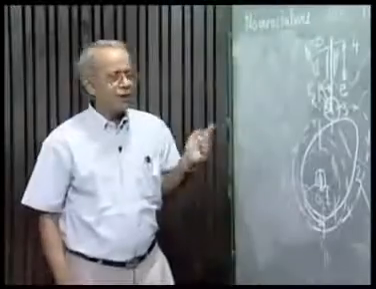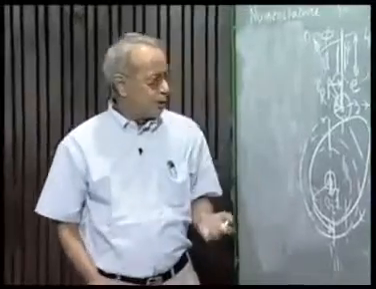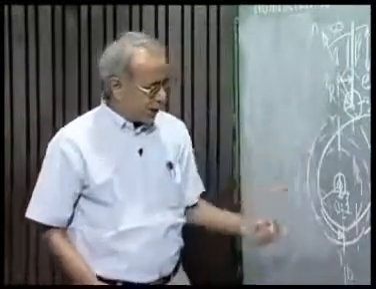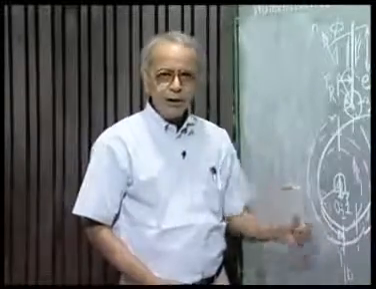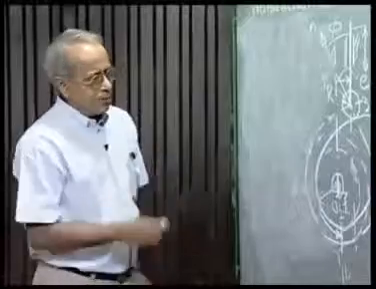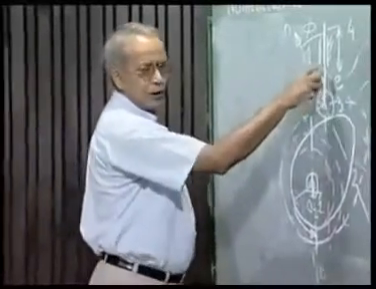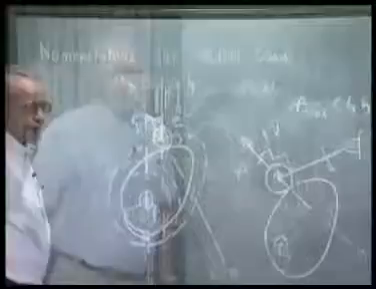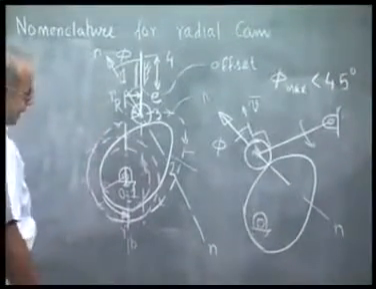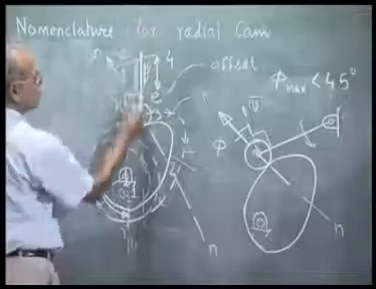Now that we know what is pressure angle, we will be able to appreciate why this offset is given in a particular direction depending on the direction of the cam rotation. If we remember that there is a spring which tries to push it back, so pressure angle is more critical during the upward motion of the follower.